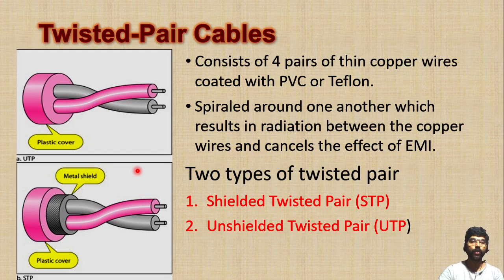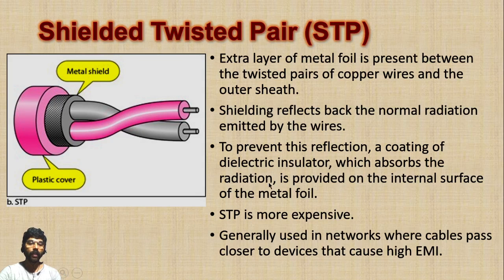There are two types of twisted pair. The first one is called shielded twisted pair, and the second one is called unshielded twisted pair. Both have their own advantages and disadvantages. In shielded twisted pair, an extra layer of metal foil is present around the twisted pair of copper wires. It is protected with foil, so it is called shielded twisted pair.